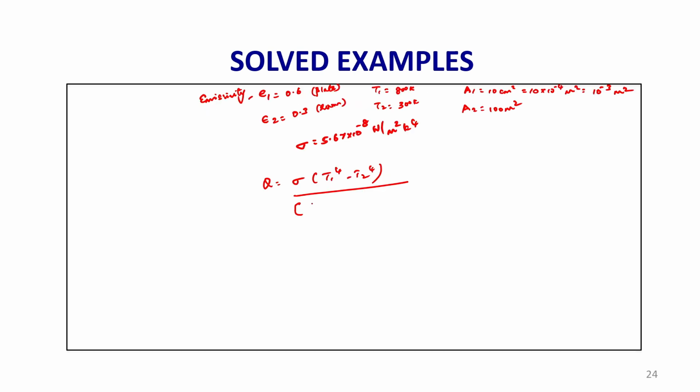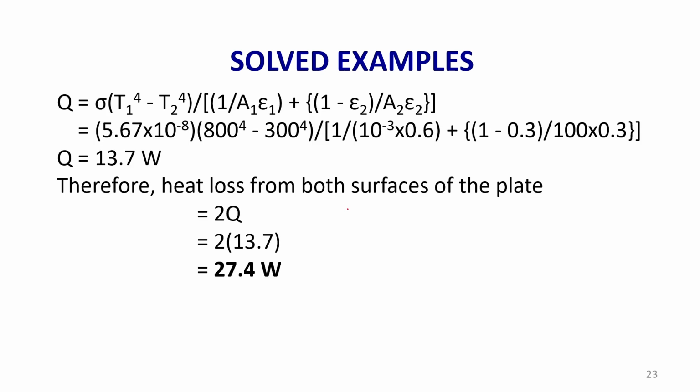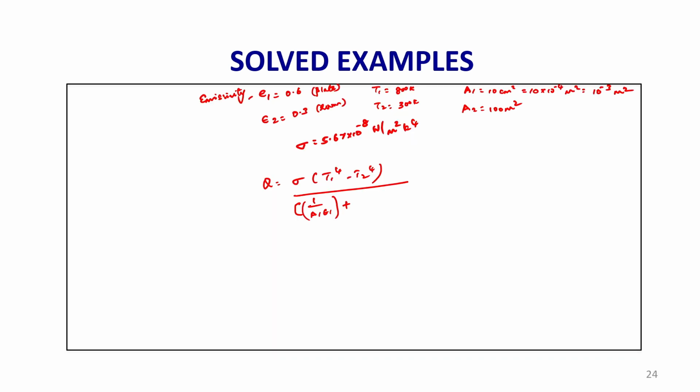1 by A1 epsilon 1 plus 1 minus epsilon 2 by A2 into epsilon 2. This is after taking LCM and after simplification. So, directly we can write this formula. Here T1, T2 are given, A1, epsilon 1, all the values are given, all the 6 values: T1, T2, A1, A2, epsilon 1, epsilon 2.